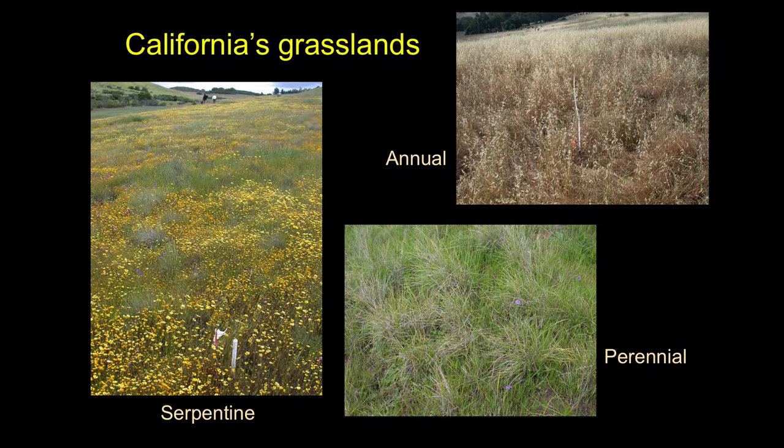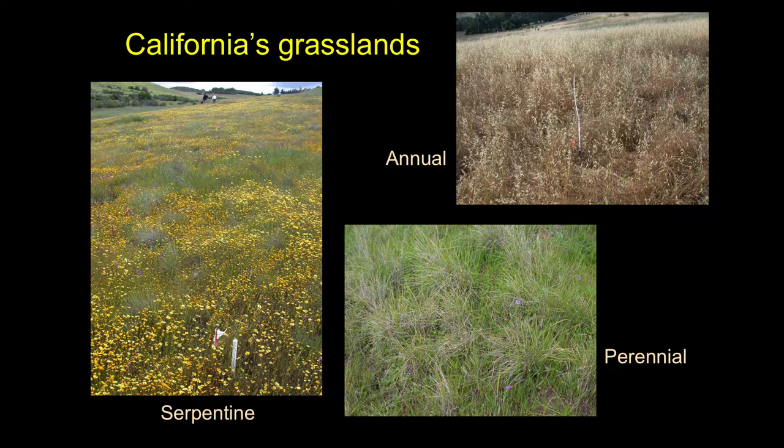Perennial, they live from year to year to year. The annual grasslands, the seeds germinate, grow, set new seeds, and die all in one season or 1 year. And then the third type over on the left, serpentine grassland, that's probably, just by first pass, our best model for what California's native grasslands look like.